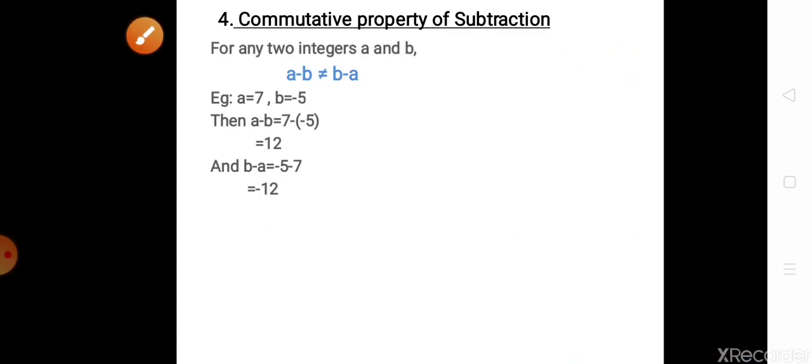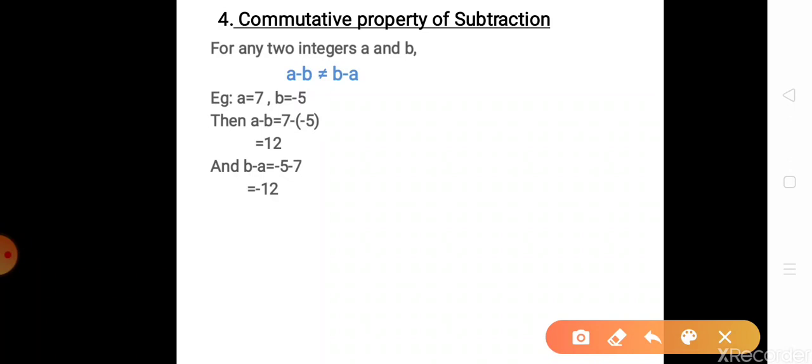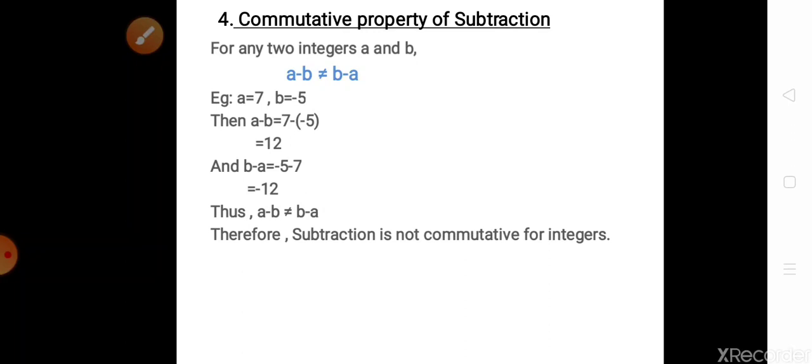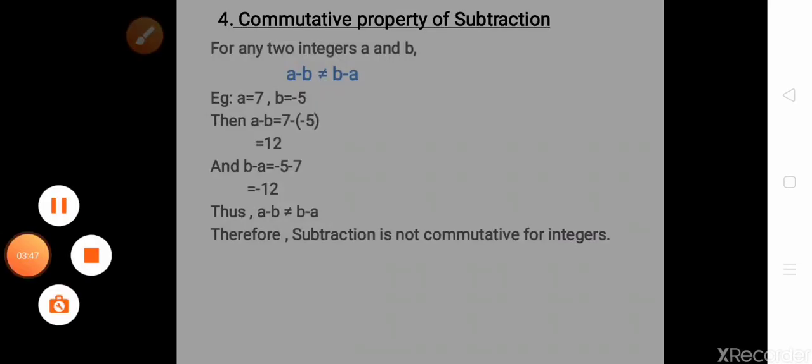Now since we know that 12 and minus 12 can never be equal, therefore a minus b can never be equal to b minus a. I could have written a simple statement in this form that subtraction is not commutative for integers, but in order for you to picture it properly, I placed all the examples. So I hope this part is clear to you.